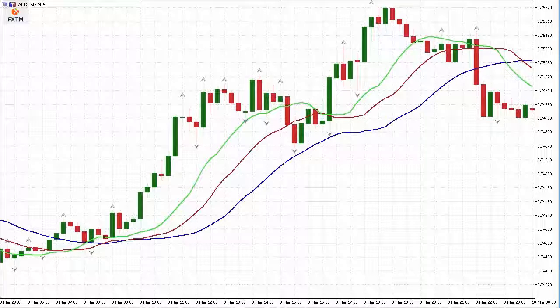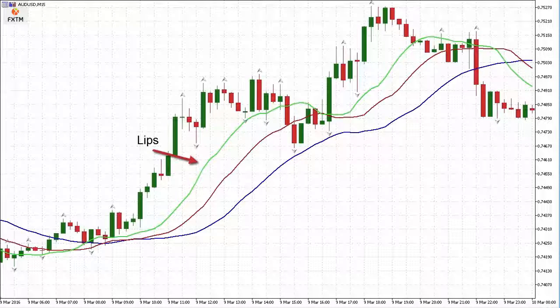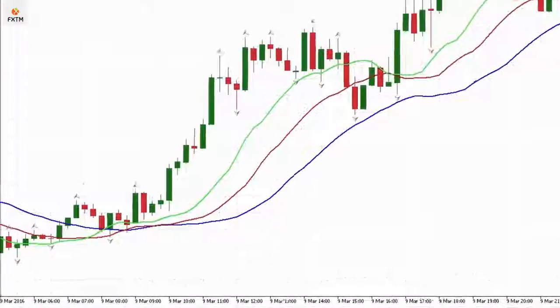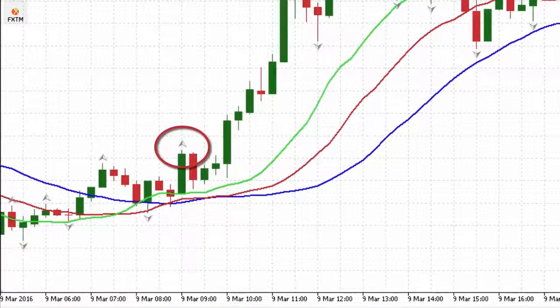In this long example, we're going to start with the first two criteria. Number one, we want the Alligator to be signaling an uptrend. That means that the lips are above the teeth, which are above the jaw. The second criteria is an up fractal that appears above the teeth, which you can see here.